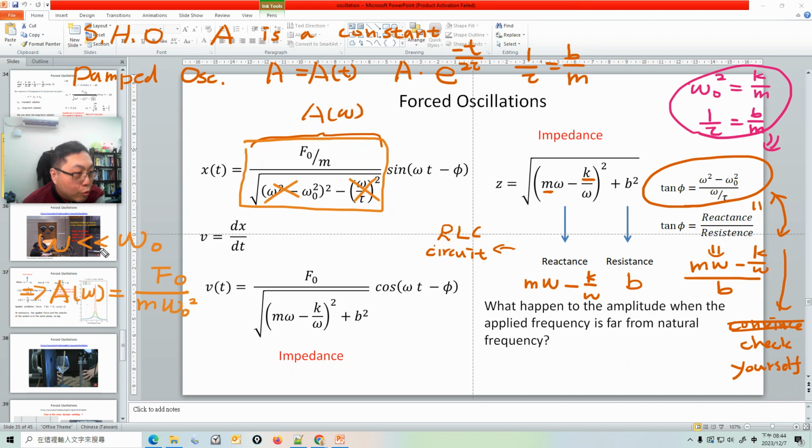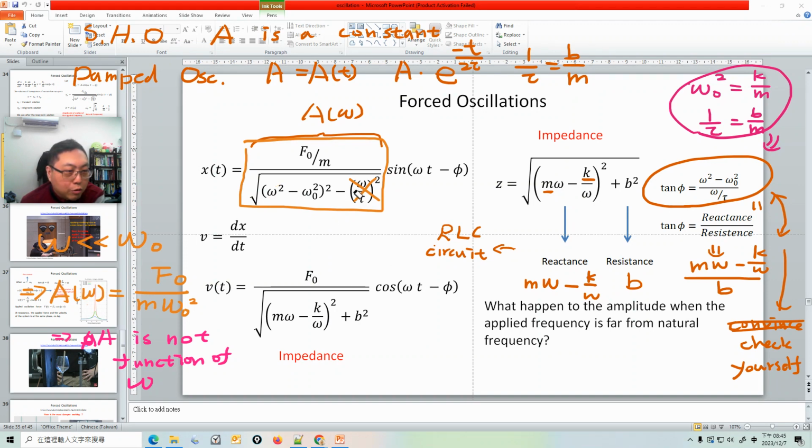When your omega is way smaller than the natural frequency, the amplitude is not a function of omega. So at very low frequency, your amplitude is not a function of omega, and when your applied frequency is very small, that means very slow motion. That's the first situation, where omega is way smaller than omega zero. And there will be a graph to explain this.